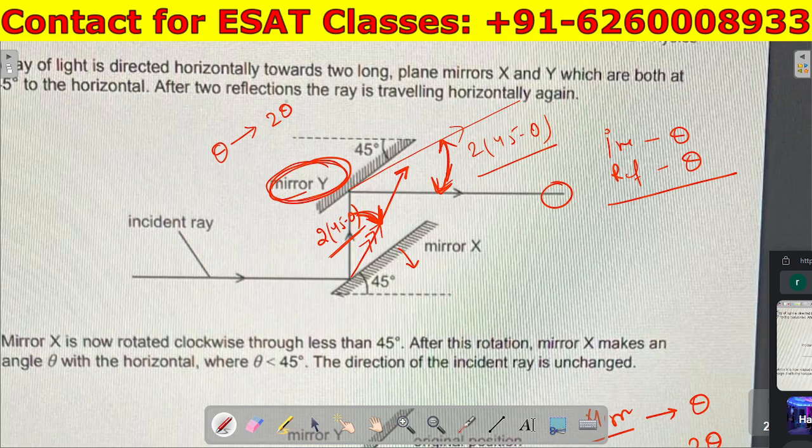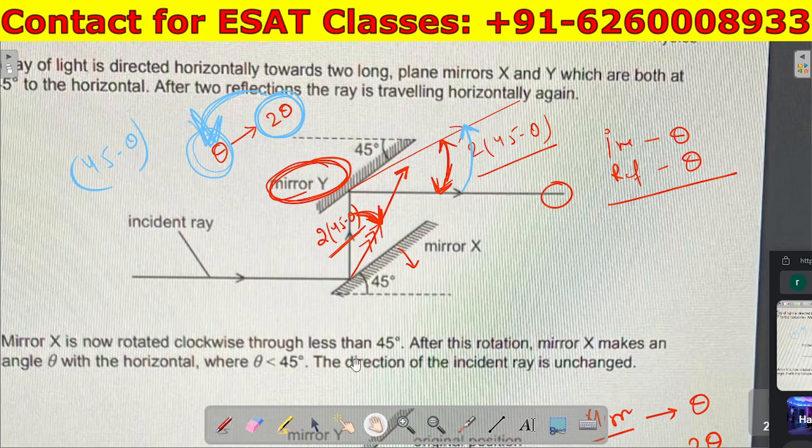Now think in reverse manner. Suppose you have to compensate 2 theta, so your mirror needs to rotate by theta only. If you want to adjust your reflected ray by 2 theta, you need to rotate your mirror by an angle theta only, isn't it? Now see, my ray goes in which direction? It's anti-clockwise. So I have to rotate my mirror half of this, that is twice of 45 minus theta, so only half of this, that's 45 minus theta.